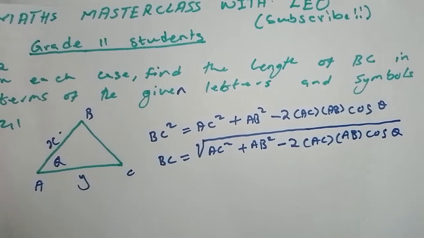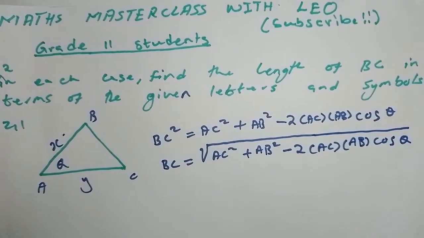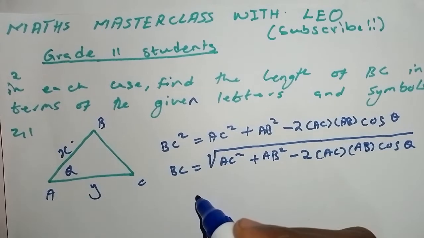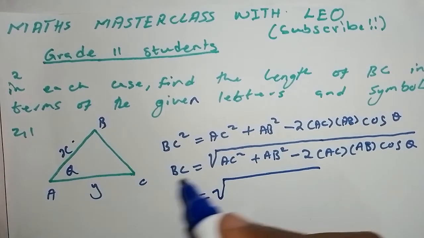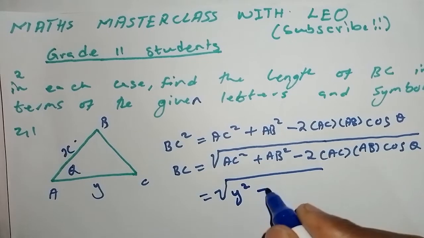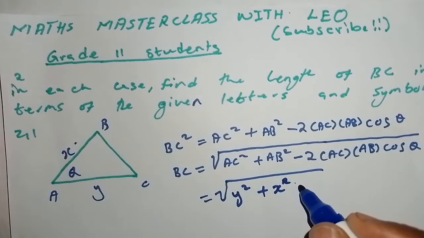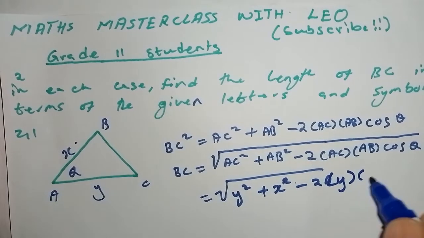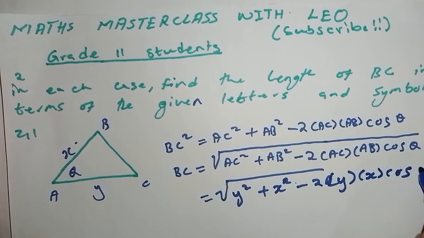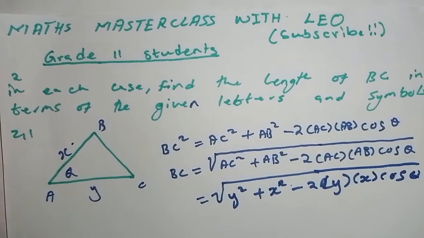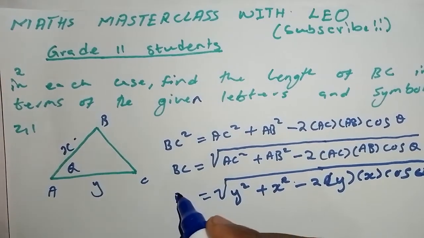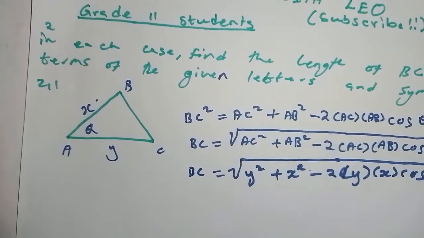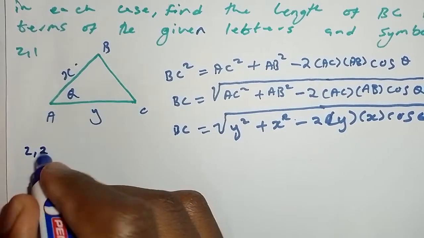Then you are done with this. You have solved it in terms of the given. You need to substitute here x and y. Then you're going to have something like this is going to be AB. AC is y, so y squared plus x squared minus 2 times AC which is y, AB is x, cos of theta. Then now you have solved the question. Right? This is your BC. The next question, it's 2.2.